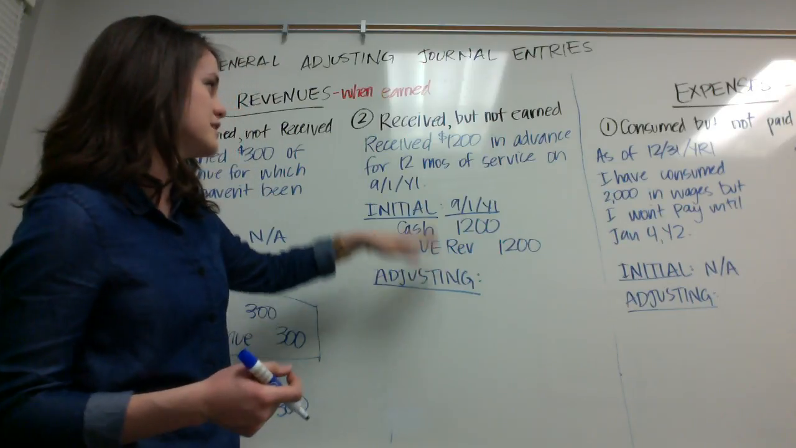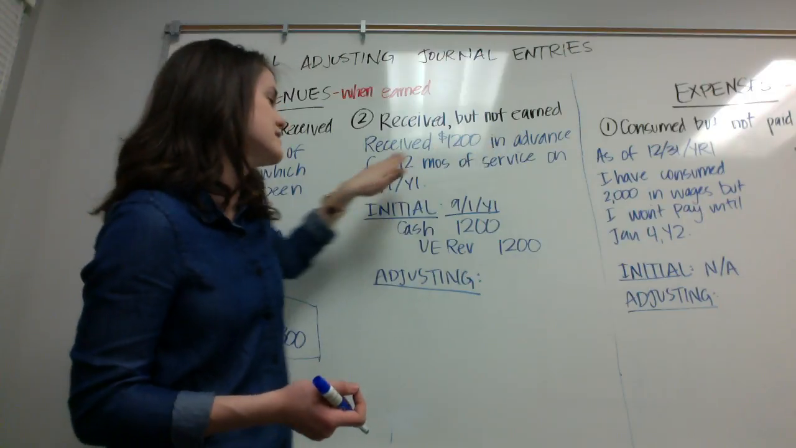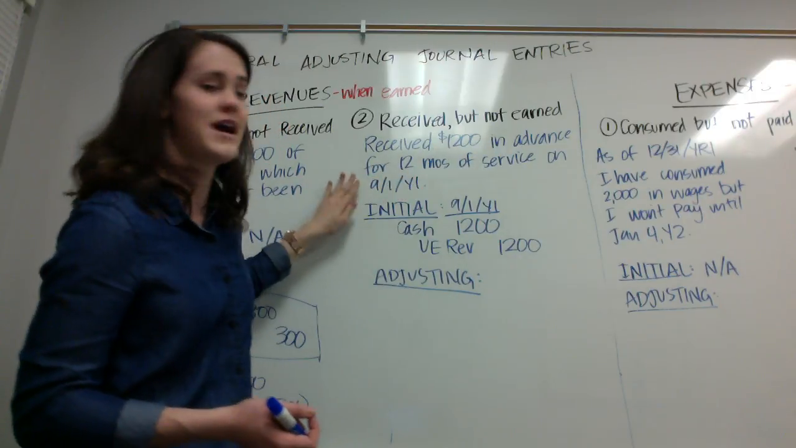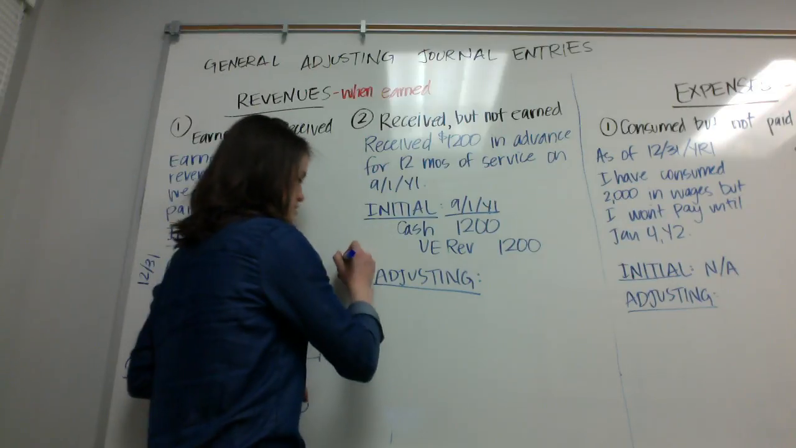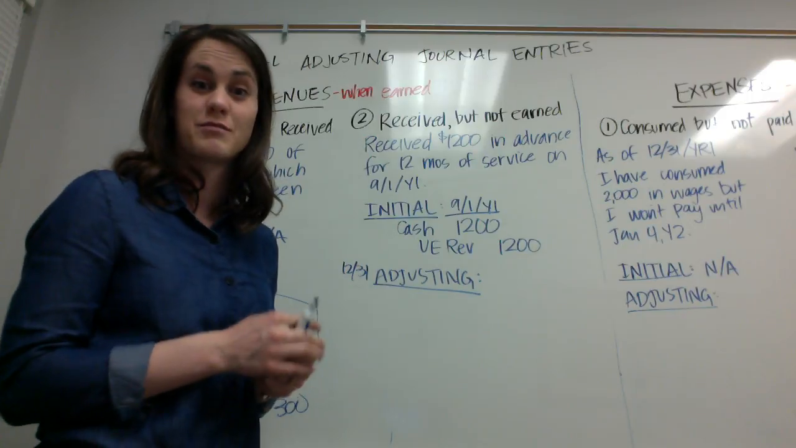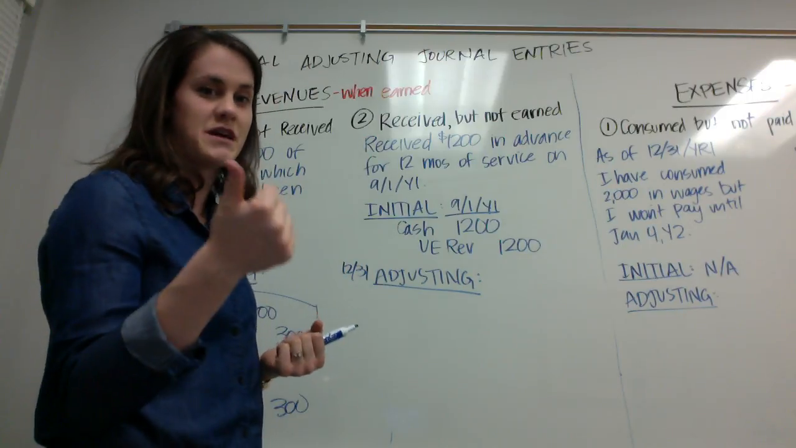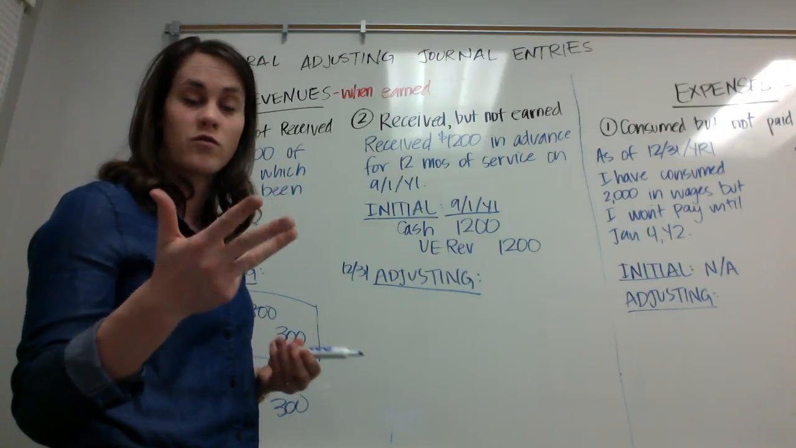Now, the adjusting journal entry. Remember, the fact said received $1,200 in advance for 12 months of service on 9/1 of year 1. So that's when we initially got the cash. Now remember, our adjusting journal entry is the one that's happening on 12/31. So how many months have we actually performed the service? September, October, November, December. We've performed 4 months of service.